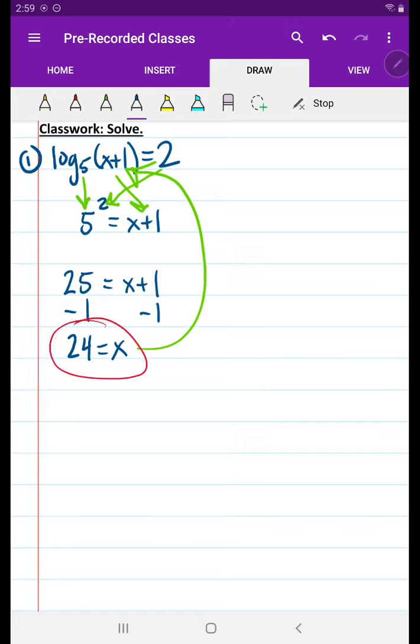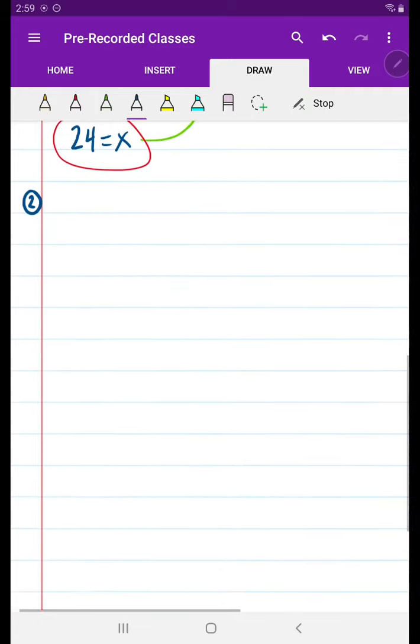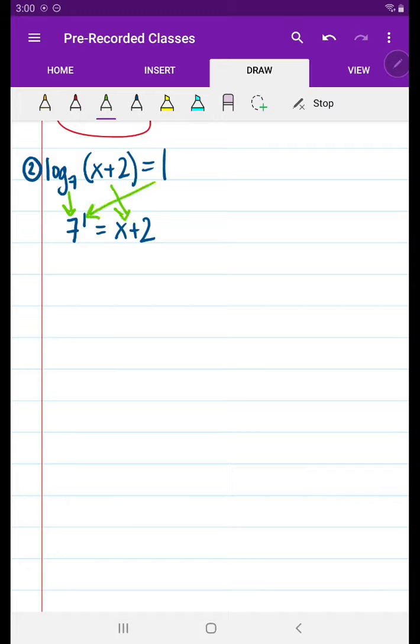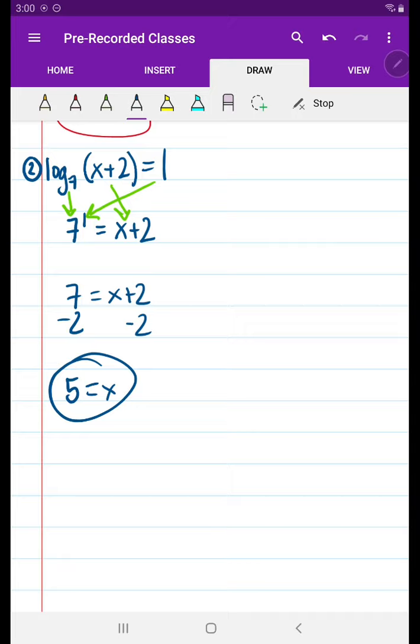Going on to the next classwork example, we have number 2, which is log base 7 of x plus 2 equals 1. Same thing, we're going to rewrite this in exponential form. I drop my 7, which is my base, and then the x plus 2 and the 1 switch sides of the equal sign. So we have 7 is x plus 2. Then we just subtract 2 from both sides, and we get 5 is x. If we were to plug 5 back into the argument, it would not make it 0. So we're good to go there.